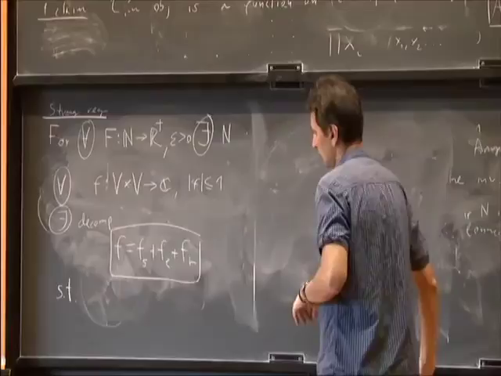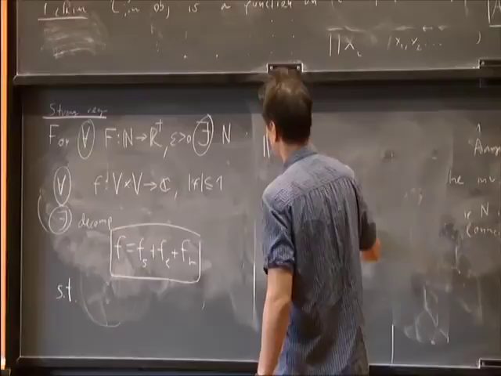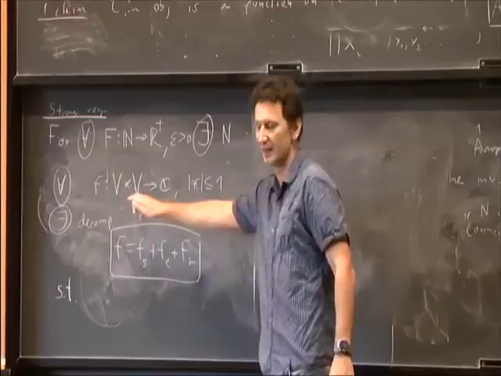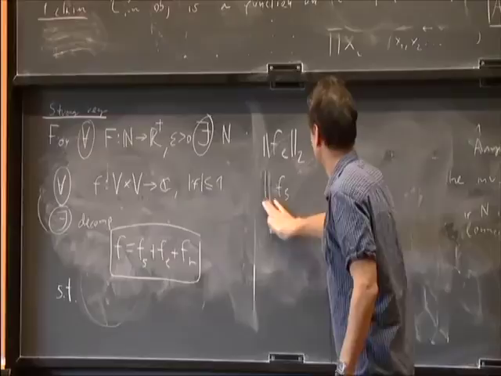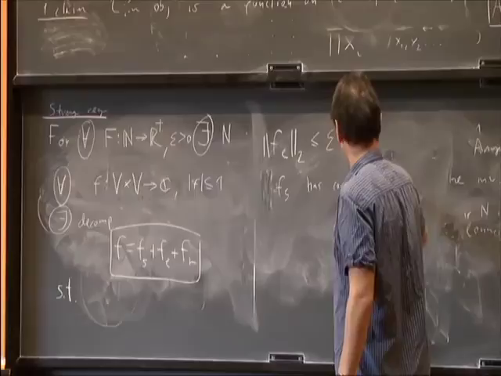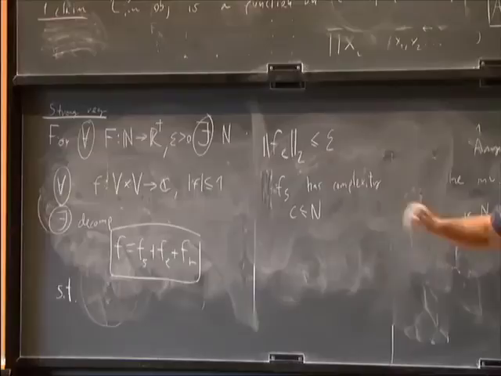Let me start with the error term. The error term has L2 norm, everything is normalized here, so I look at the uniform probability measure on V, so it's a normalized L2 norm, at most epsilon. The structured part has complexity C, which is at most n. Let me tell you what it means later. No, I'll tell it now.